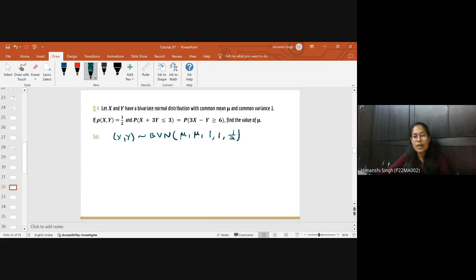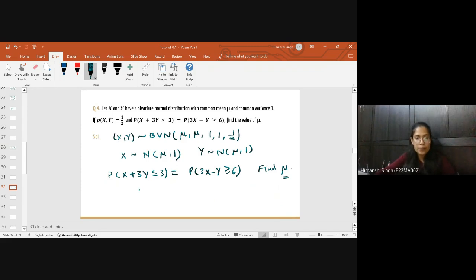Since x and y are bivariate normal, x follows a normal distribution with mean mu and variance 1. Y also follows a normal distribution with mean mu and variance 1. Now, I am given that the probability that x plus 3y is less than or equal to 3 equals the probability that 3x minus y is greater than or equal to 6, and I need to find mu. What will be the mu?